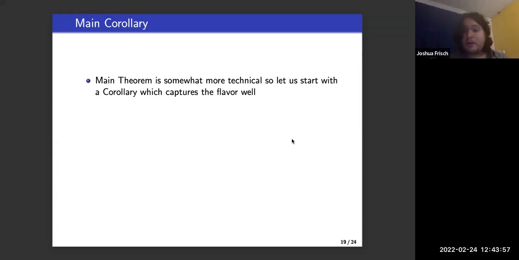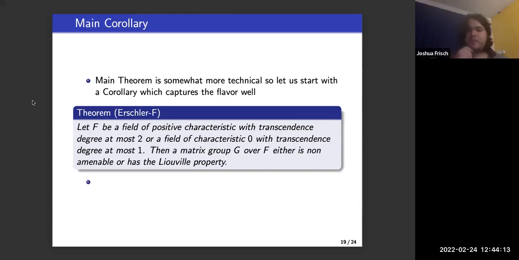So the main theorem, which I'll try and explain at least a little bit on the next slides, is somewhat more technical. So let me try and start with a corollary, which I think captures the flavor of the result pretty well. Let F be a field of positive characteristic with transcendence degree at most 2, or a field of characteristic 0 with transcendence degree at most 1. Then a matrix group G over F either is non-amenable, so it's this case where you always have a non-trivial boundary, or has a Liouville property.